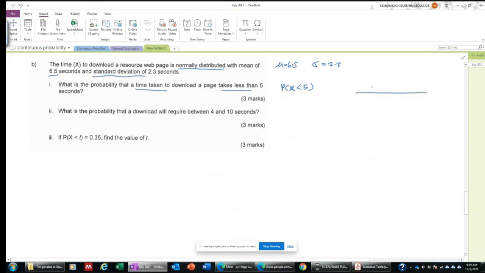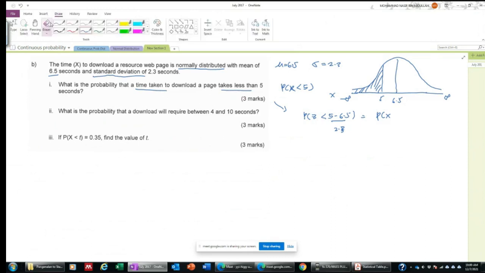If you want to find probability of X less than 5, we try to draw a normal distribution curve. This is X from negative infinity to infinity. This is the mean, 6.5. Less than 5 should be on the left hand side, right? So this is the area that we want to find. So we convert to Z distribution: 5 minus 6.5 divided by 2.3 equal to probability of Z.